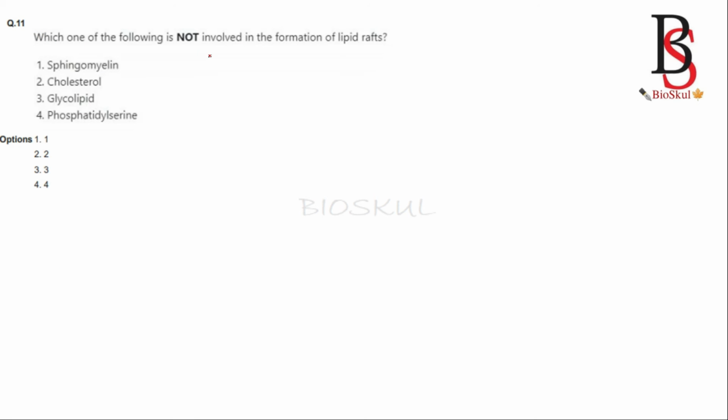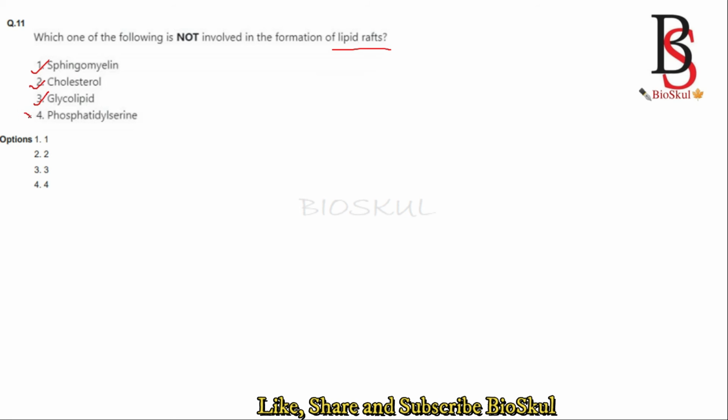Which one of the following is not involved in the formation of lipid rafts? Lipid rafts are rich in cholesterol and sphingolipids. So the sphingolipids, then cholesterol, then sphingomyelin, then glycolipid will be present. And the wrong one is phosphatidyl serine.